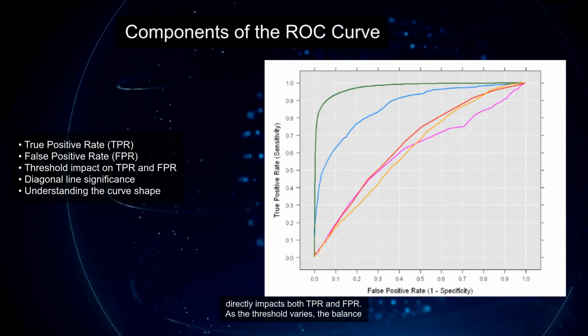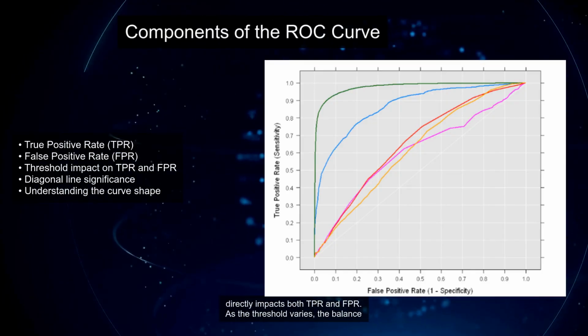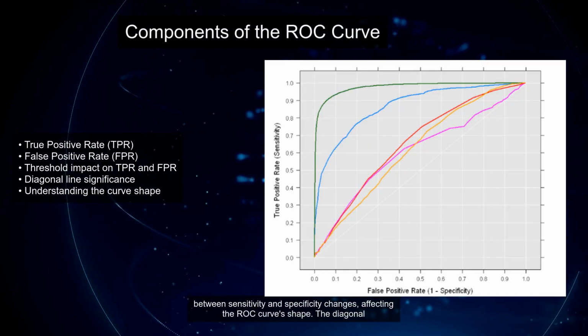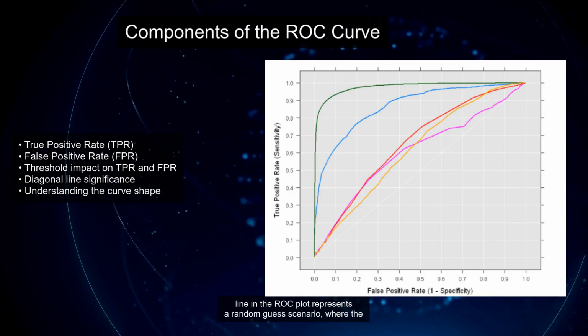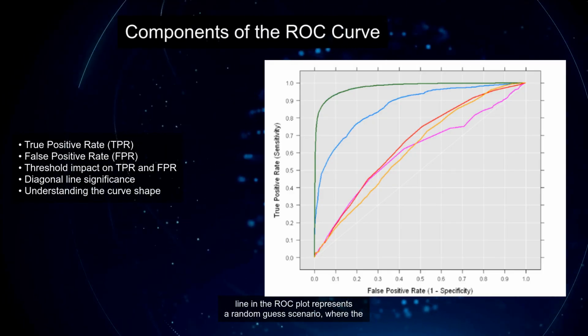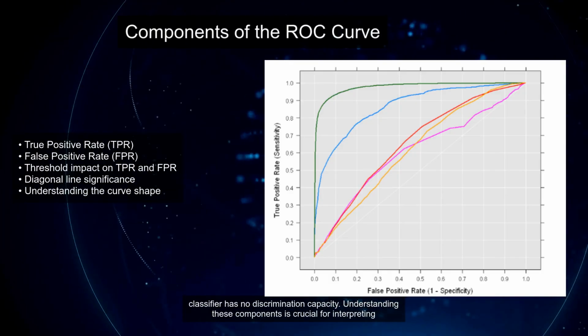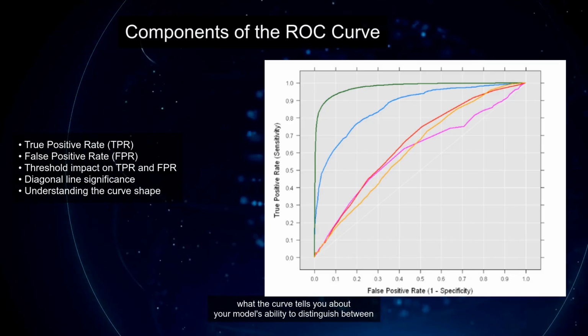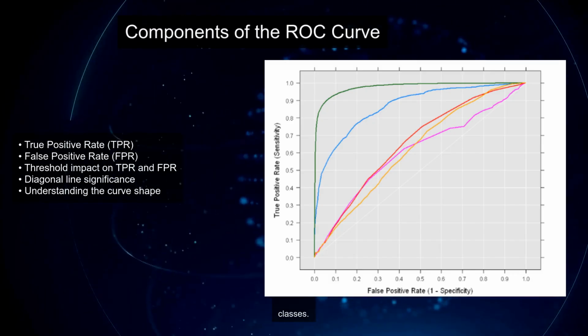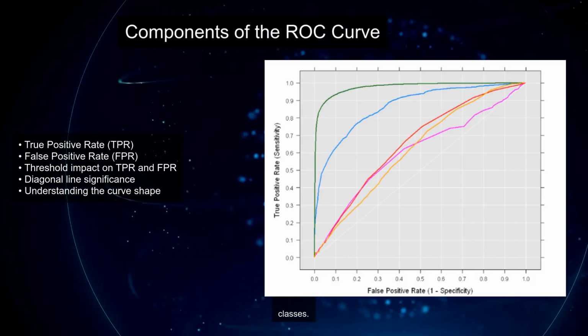A key factor to consider is the threshold setting, which directly impacts both TPR and FPR. As the threshold varies, the balance between sensitivity and specificity changes, affecting the ROC curve shape. The diagonal line in the ROC plot represents a random guess scenario, where the classifier has no discrimination capacity. Understanding these components is crucial for interpreting what the curve tells you about your model's ability to distinguish between classes.